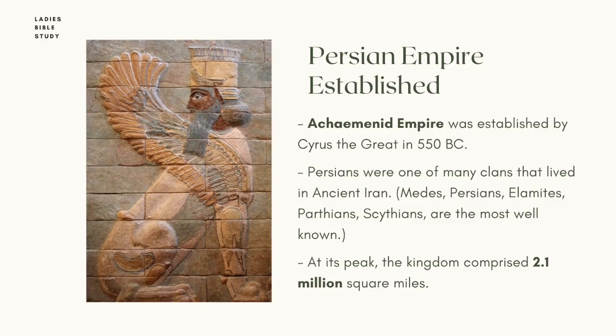We might remember this one. Parthians and Scythians were actually there on the day of Pentecost in the book of Acts. But these are some of the most well-known clans.